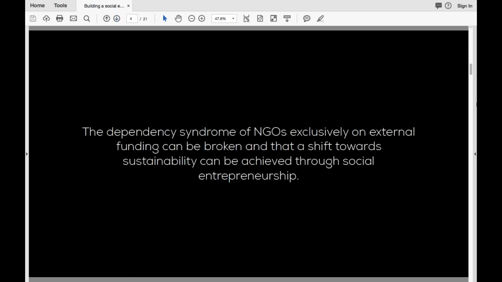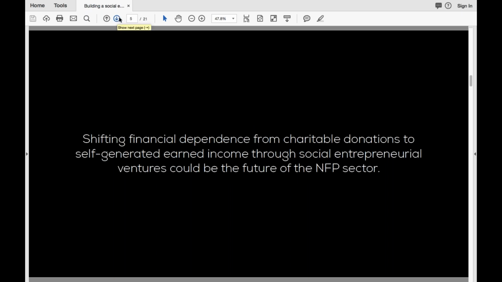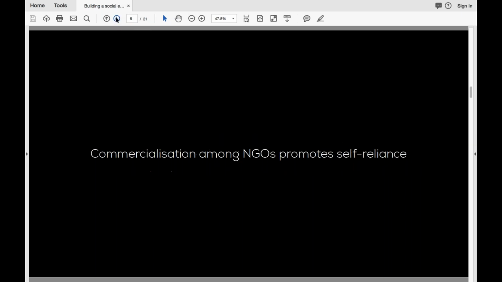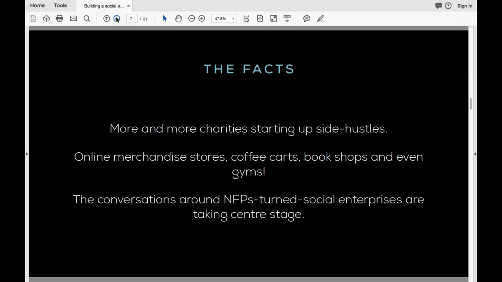Now, a few quick facts to really summarize what this session's all about. The dependency syndrome of not-for-profits exclusively on external funding can be broken, and that shift towards sustainability can be achieved through social entrepreneurship. Shifting financial dependence from charitable donations to self-generated earned income through social entrepreneurial ventures can be the future of the not-for-profit sector. This is something I truly believe. Commercialization among non-government organizations promotes self-reliance. I don't think there's anyone that would deny this.